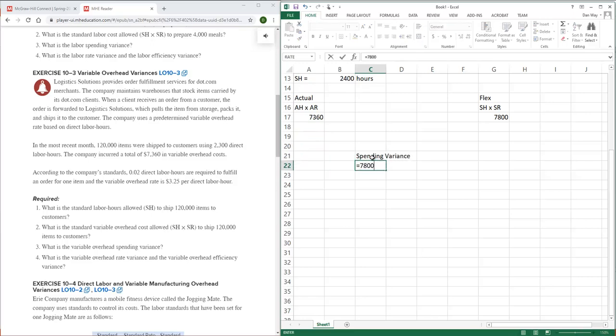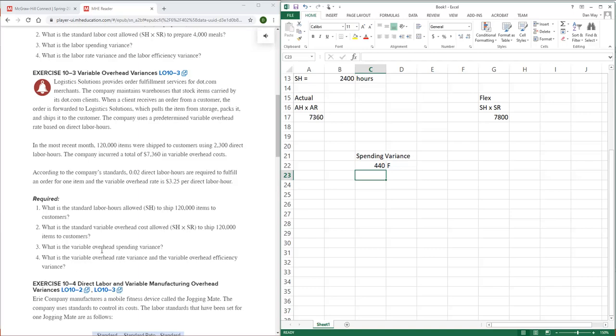So the 7,800 from the flex, based on our standards, minus the 7,360 actual spend, means a $440 variance. Actual is less than flex, so that's a favorable spending variance. We spent less than we quote-unquote should have. That's a good thing, all else equal.